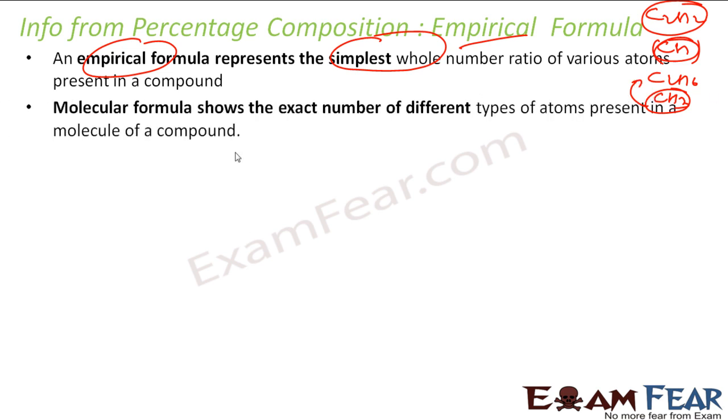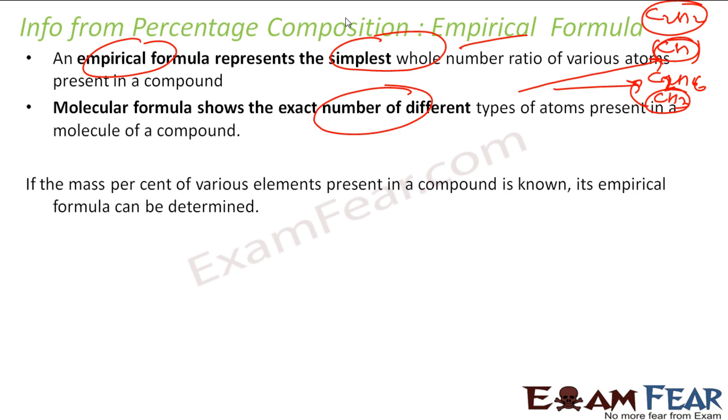But the molecular formula will show the exact number of atoms. For example, the molecular formula will be C2H6. That gives you the exact number of atoms. In this case, you know that there are 2 carbon atoms and 6 hydrogen atoms. So there's a difference. The empirical formula will give you the simplest whole number ratio of various atoms, but the molecular formula is one step ahead of the empirical formula. It will give you the exact number of atoms.